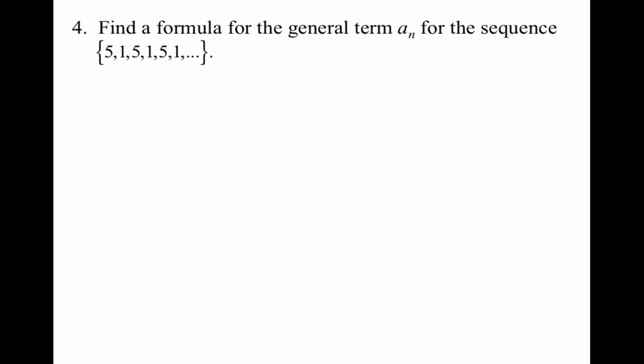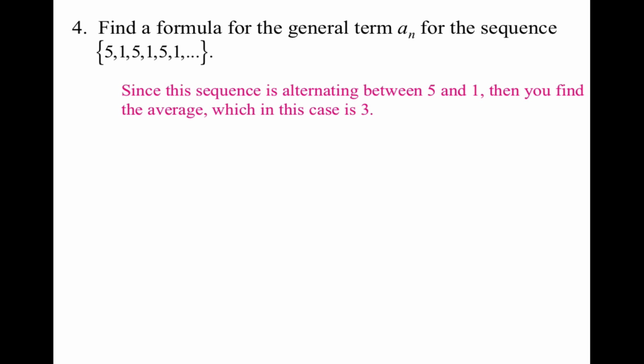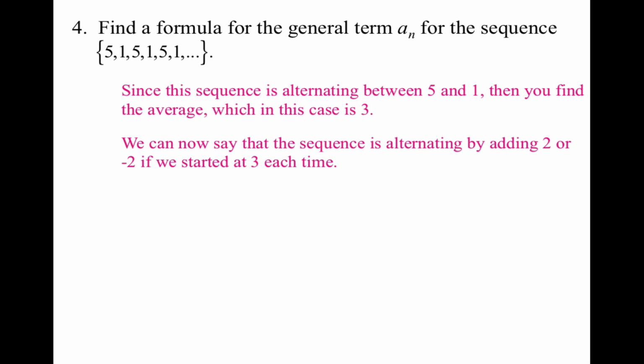All right, find a formula for the general term a sub n for the sequence 5, 1, 5, 1, 5, 1, and so on. Well, since this sequence is alternating between 5 and 1, you find the average, which in this case is 3. We can now say that the sequence is alternating by adding 2 or -2 to 3 each time. So that means my general formula would be 3 plus (-1) to the n minus 1 times 2.